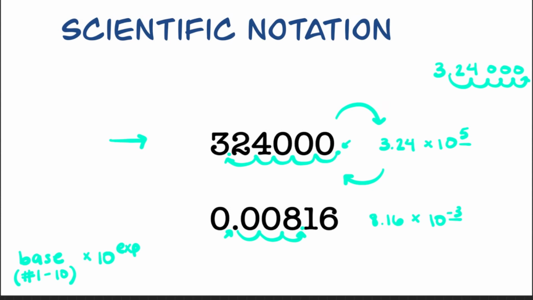Now let's look at our other number. We currently have 8.16 times 10 to the -3. Now we see the exponent is negative 3, which means that we need to move our decimal 3 places to the left. When we do this, we arrive at the original number of 0.00816.